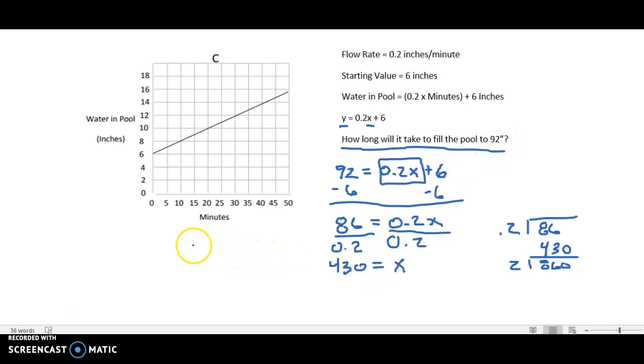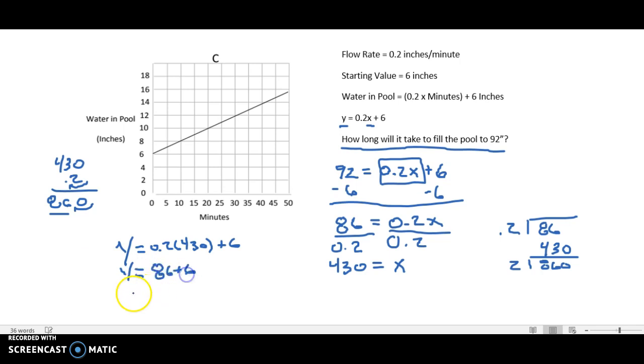Let's just make sure that's true. Let's go ahead and say y equals 0.2 times 430 plus 6. Over here on the side, I'll do 430 times 0.2. I have 1 decimal place in the problem, so I put 1 decimal place in the answer. I get 86. y equals 86 plus 6.